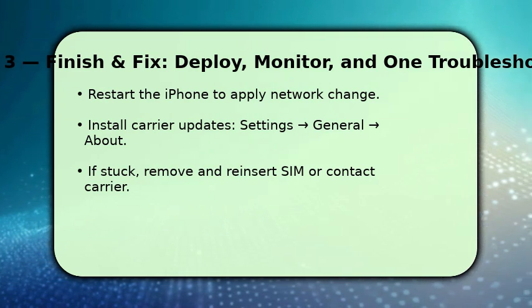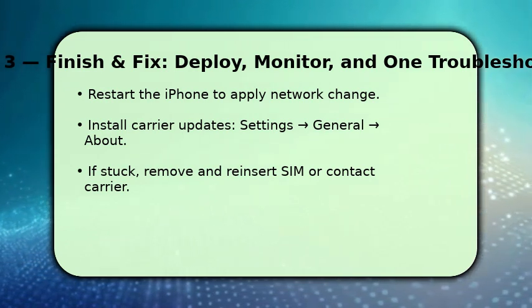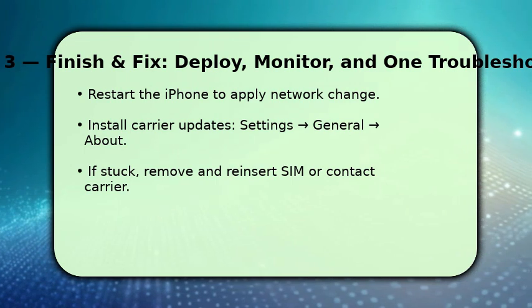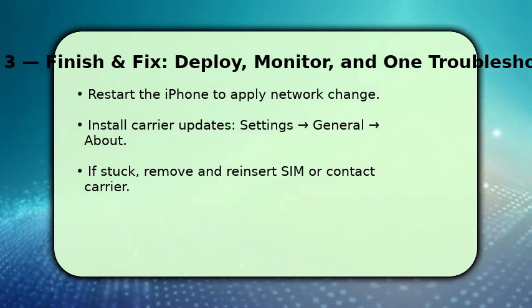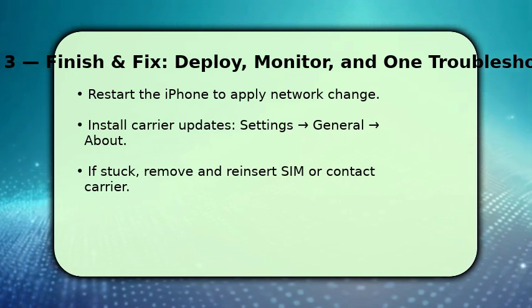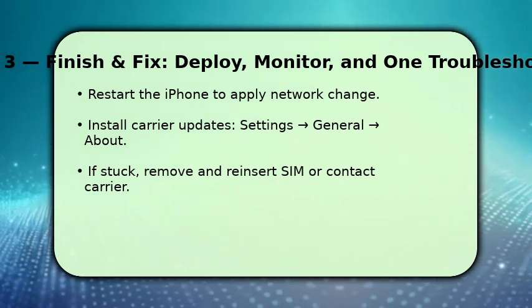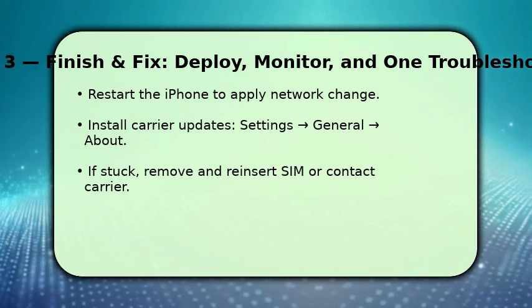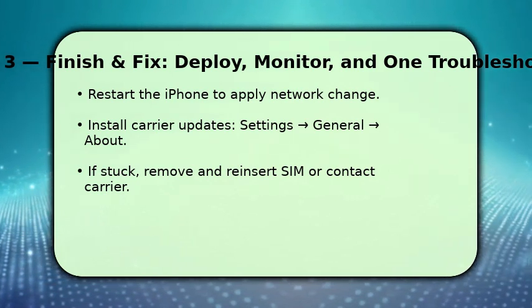If the phone still forces 5G, install any carrier update via Settings, General, About, or remove and reinsert the SIM to reset provisioning. Key troubleshooting tip: if all else fails, contact your carrier. Some profiles can remotely re-enable 5G.